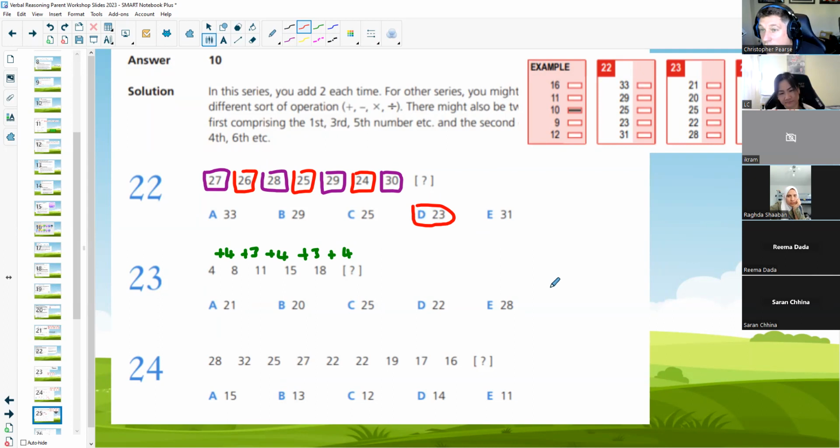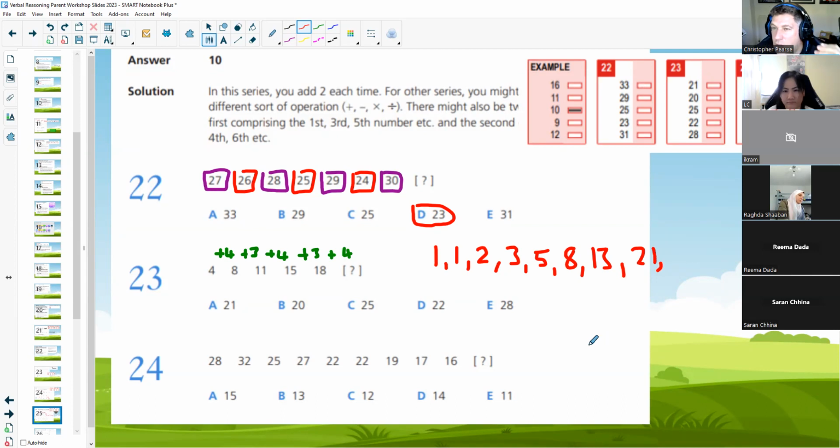Number sequences can come in multiple formats. One of the other formats they sometimes present is something called the Fibonacci sequence, which is where you have 1 and 1. That makes 2. 1 and 2 makes 3. 2 and 3 makes 5. 3 and 5 makes 8. 5 and 8 makes 13. 8 and 13 makes 21. And the idea behind that, of course, is we're adding the 2 previous numbers together.